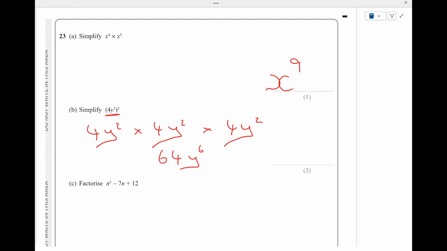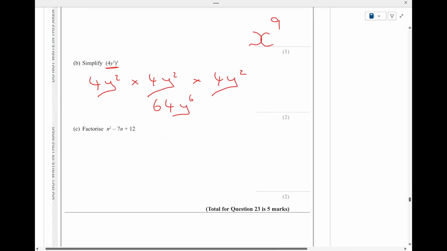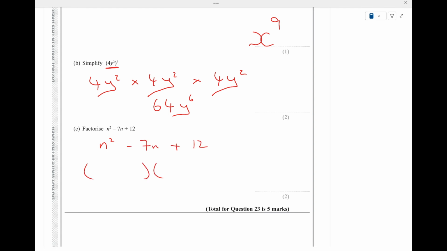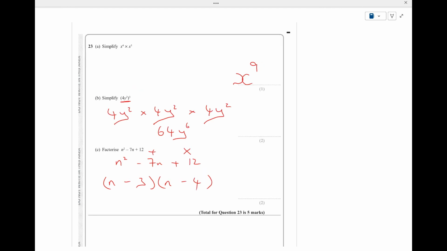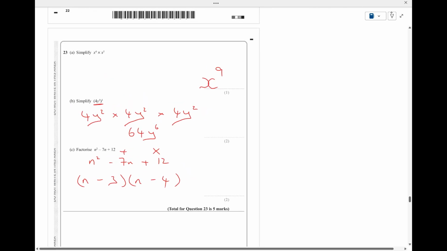Add the powers. Right, factorize this. Right, n squared minus 7n plus 12. Now, I know it's going to be n and n. I know they multiply to a plus and they add to a minus, so it's going to be minus minus. And then it's just a question of figuring out what it's going to be, 3 and 4, because that's going to give me the plus 12, and it will also give me minus 7n. And that is question 23.